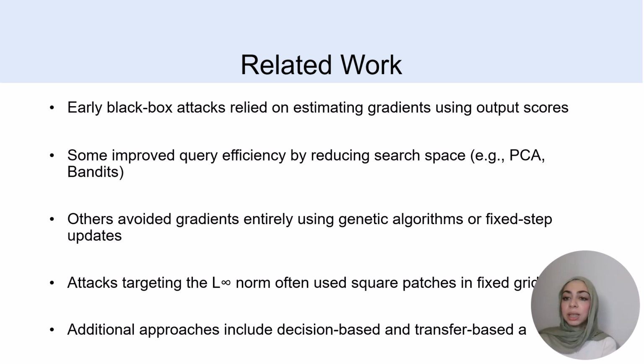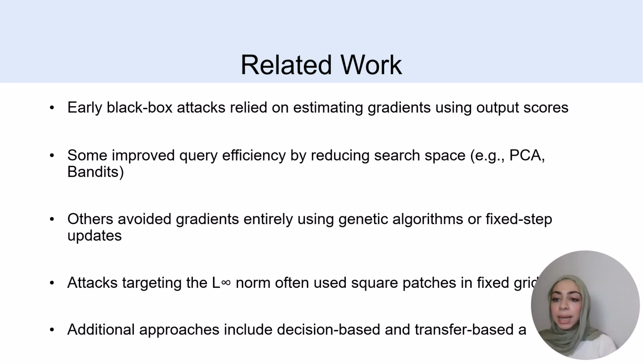Later, researchers worked on making this process more efficient. They used strategies like PCA to reduce the number of directions to explore, or methods like bandits that used feedback from the model to guide the search more intelligently. Other attacks moved away from gradients completely. For example, GenAttack uses genetic algorithms to evolve inputs over time, while SimBA explored one input direction at a time. These approaches helped reduce query costs but weren't perfect.